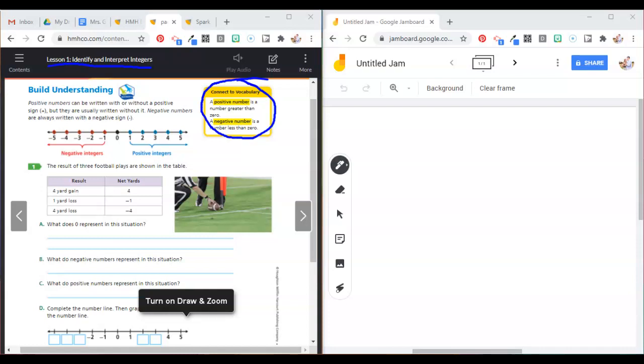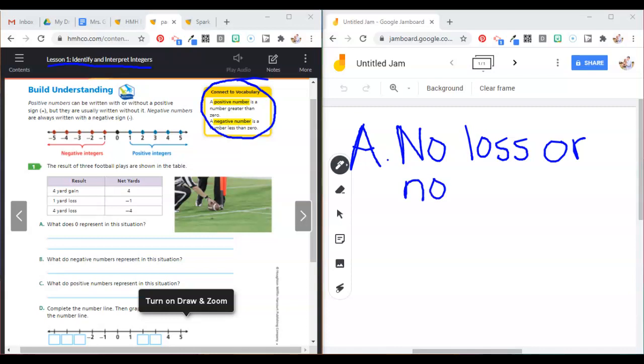Since we're talking about gaining yards or losing yards, if I stayed at 0, I wouldn't be going anywhere. So for number 1, A, we'd be writing no loss or no gain. And I knew I was supposed to use the words loss and gain because if you look at the table over here, that's what we're using, gains and losses. If I stayed at 0, I wouldn't go anywhere.